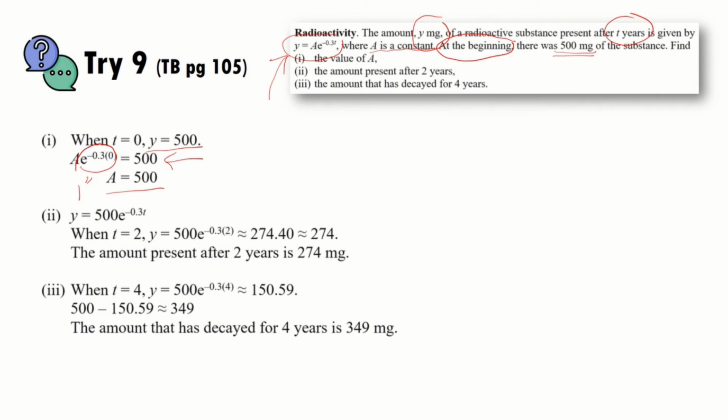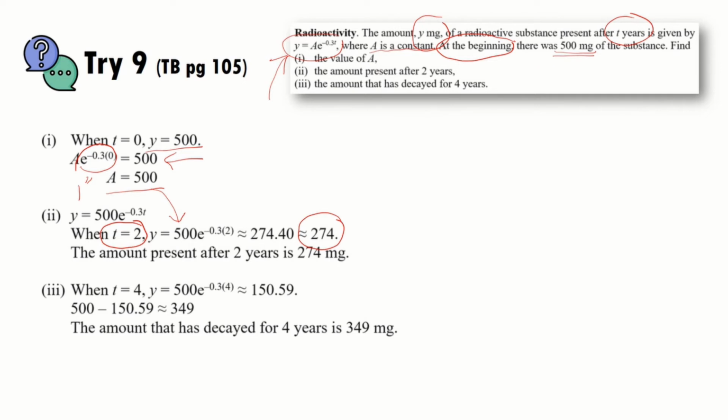Next, in part 2, we want to find the amount present after 2 years. This would mean that we have to substitute t equals 2, and then making use of the value of a that we have already found, we will key this into our calculator and find that the value is 274 milligrams.